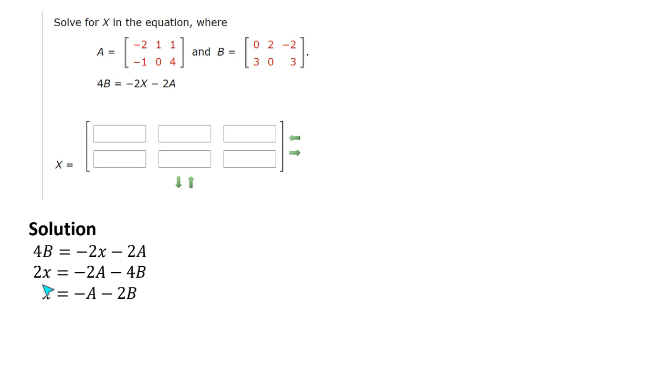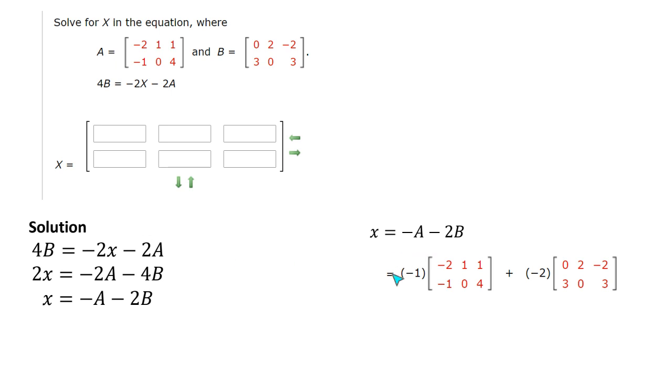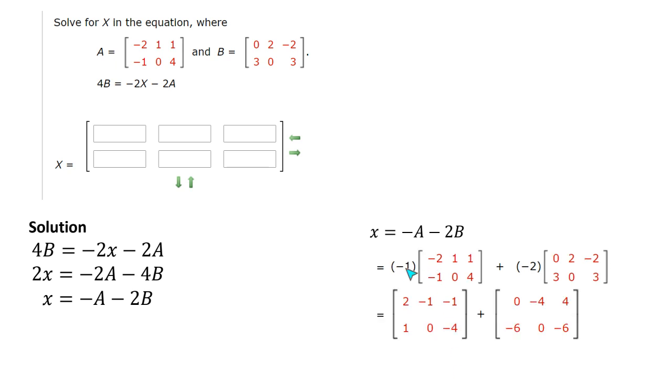And then to get the x here, I'm going to divide by 2. So I get x is equal to negative 2 divided by 2 is negative a, and negative 4 divided by 2 is negative 2b. And so now that I know what x is, I can just write down our matrix. And so here I have a negative 1 times the matrix A, which is here, minus a negative 2 times the matrix B.